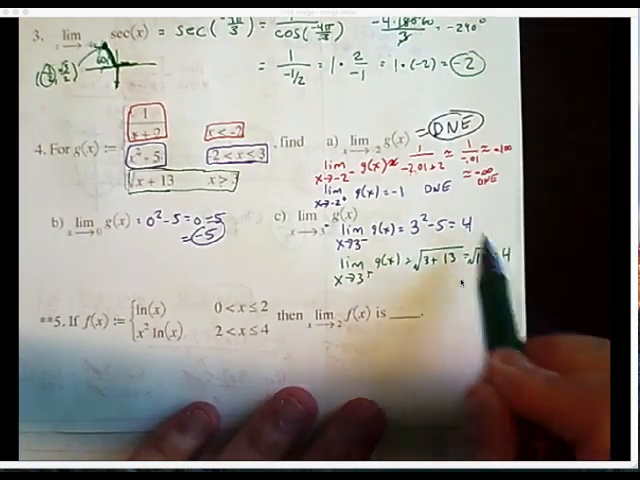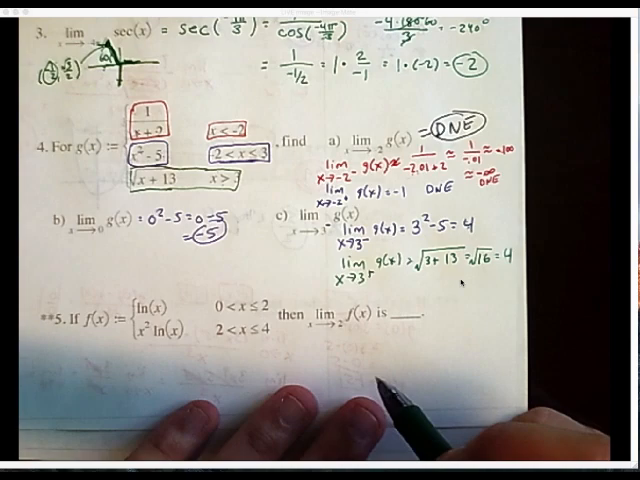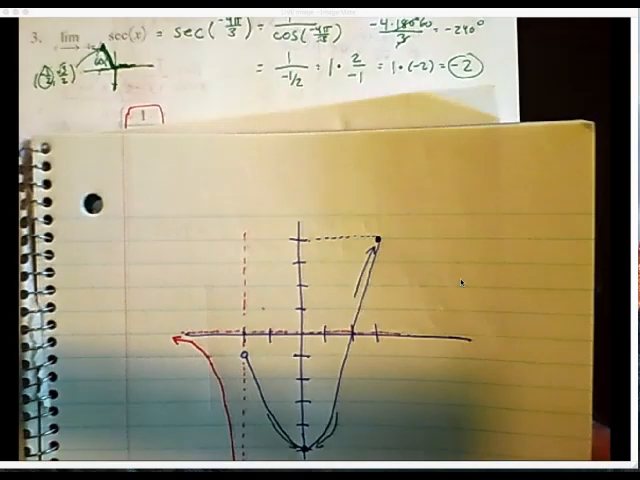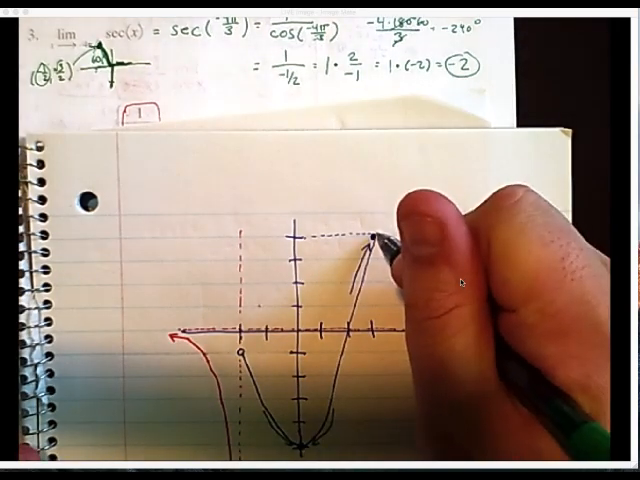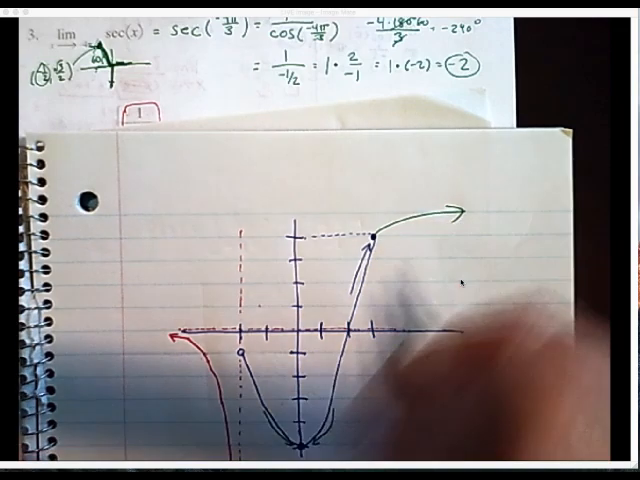Now here, the left limit and the right limit are the same. And what would this graph look like? Well, it's just a radical graph. So it would kind of look like that from there on.